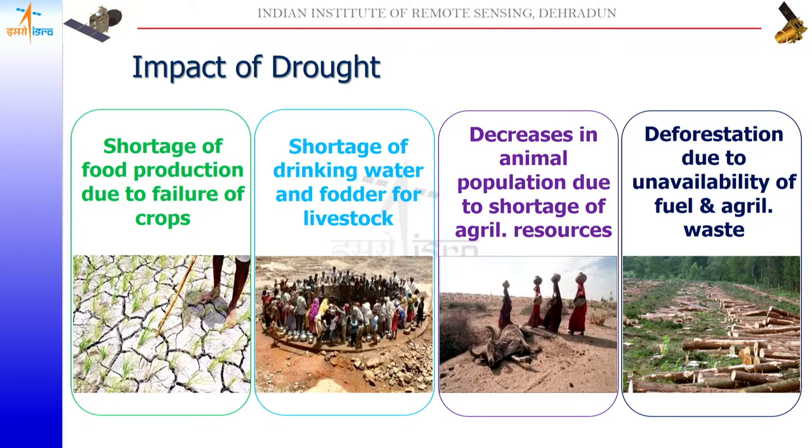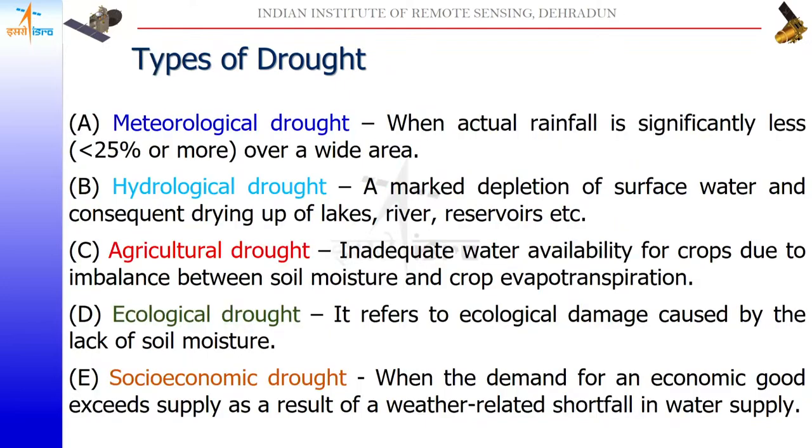That is why they move from one region to another, which may also lead to tussles between various populations, communities or tribes in the area. Along with this, there is deforestation due to the unavailability of fuel and agricultural waste, because of the unavailability of fodder and other resources. Then we come to the next topic, which is the types of drought.